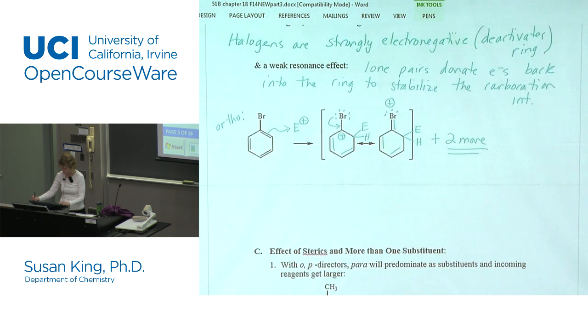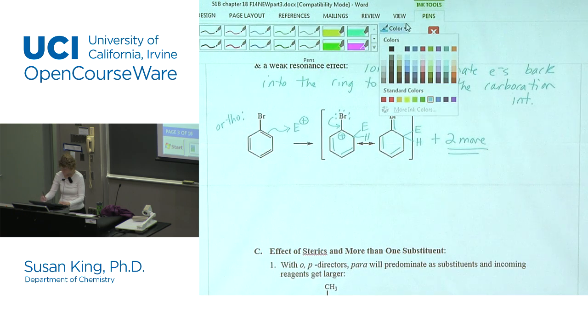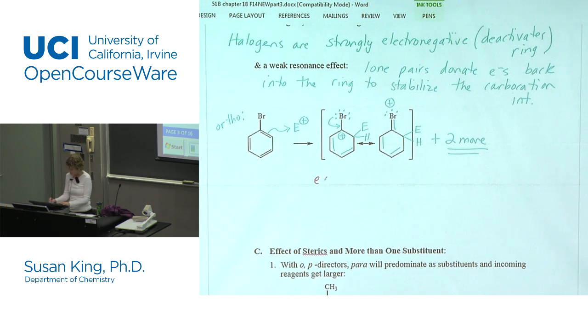And we have this extra resonance structure, which we don't get when we're in a meta position. Sorry about that. So there's an extra resonance structure when the electrophile is in the ortho and para position. Not true in the meta case. So you should try this on your own.